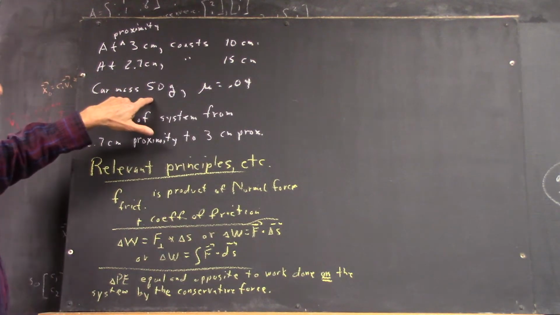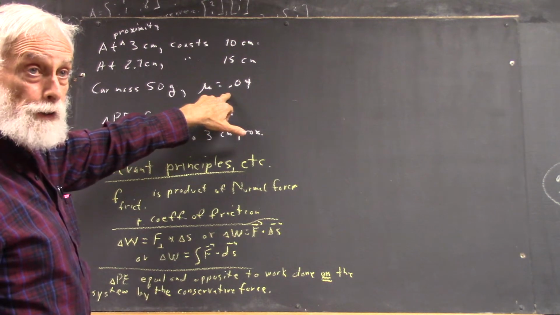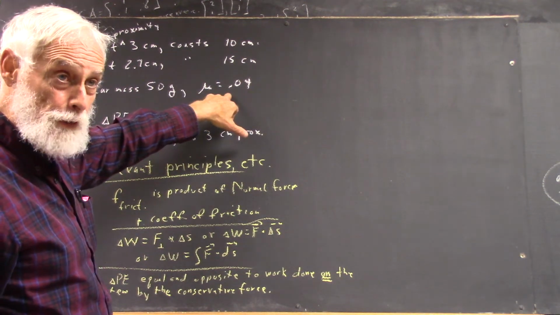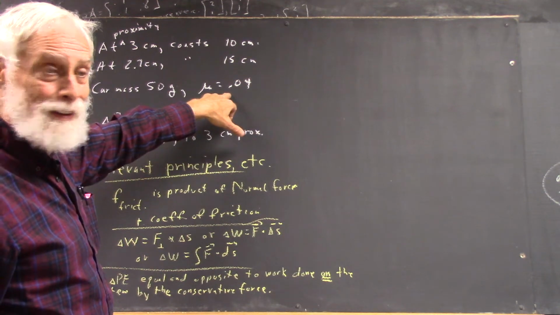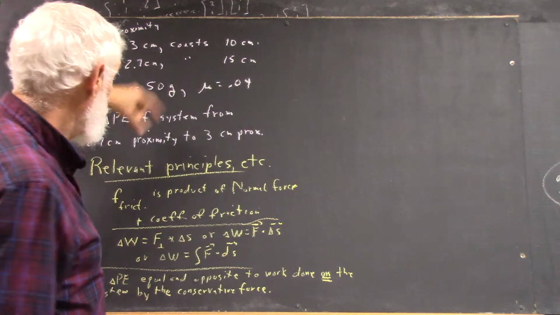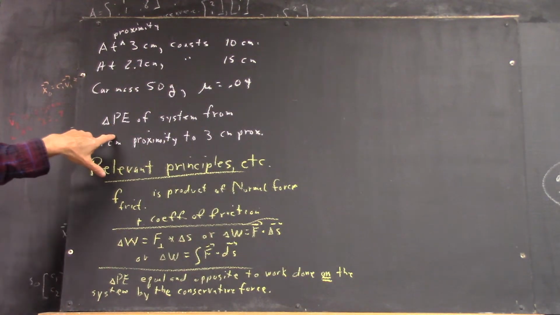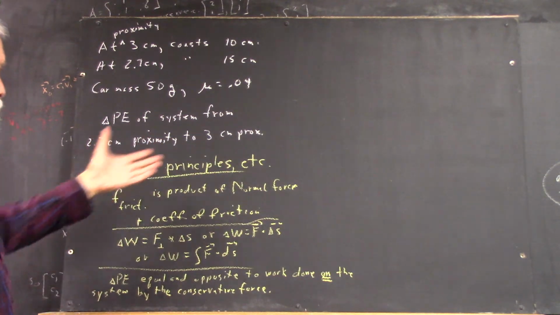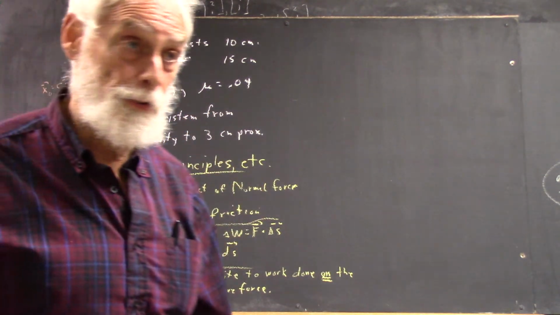So if the car has a mass of 50 grams, the coefficient of friction is 0.04, and that's implicitly the coefficient of kinetic friction because the thing is moving, so I don't really have to be specific about that, okay? Wouldn't hurt, but I didn't. We want to find the change of potential energy of the system from 2.7 centimeter proximity to the 3 centimeter proximity.